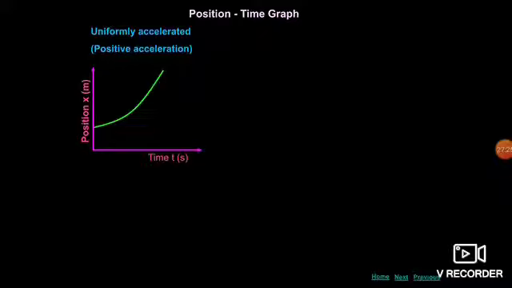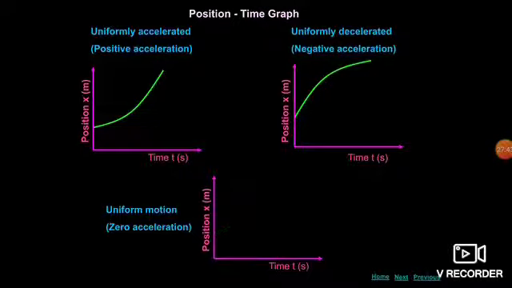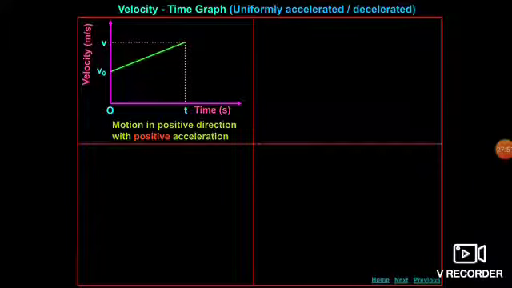The position-time graph, uniformly accelerated, positive acceleration, we can show by the graph like this. This is uniformly accelerated motion, the positive acceleration graph we have shown. Uniformly decelerated, negative acceleration, will be shown like this. Uniform motion, zero acceleration, will be shown like this. Velocity-time graph, uniformly accelerated or decelerated. These are the graphs which will come first.